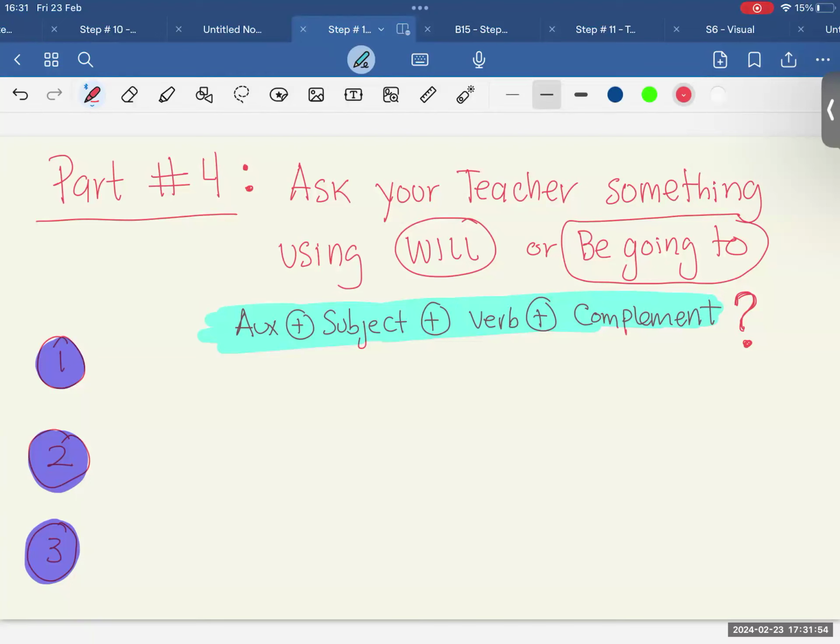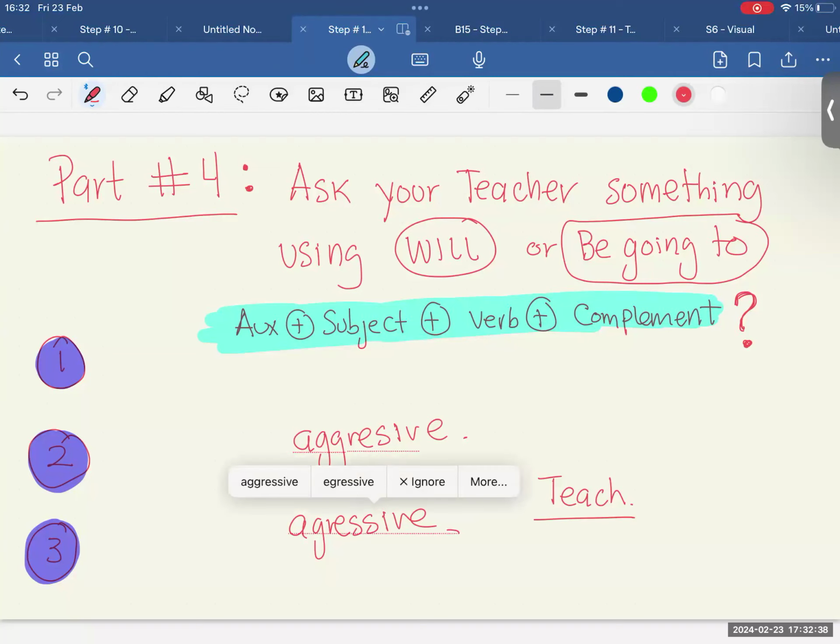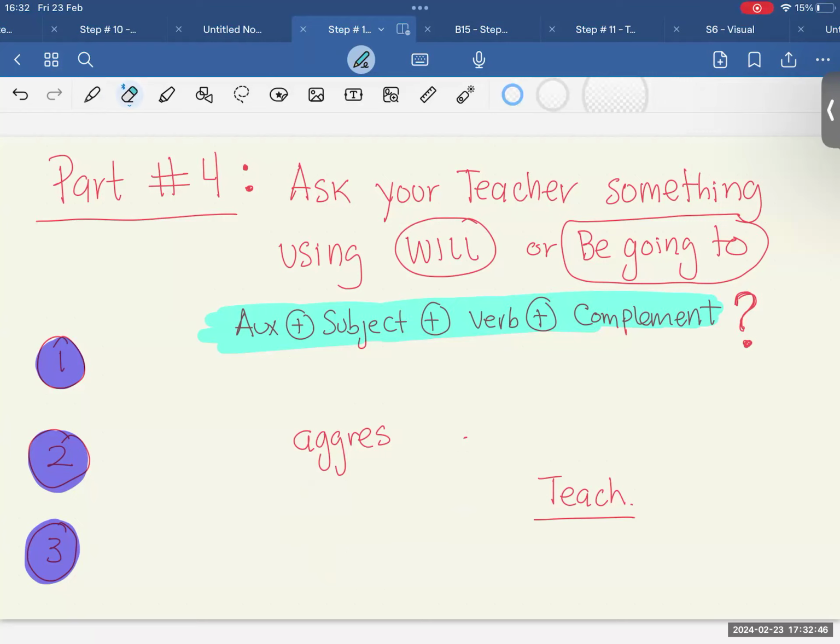Teacher, how do I say enseñar? Teach. Teach. Teacher, yes. Juegos pesados means heavy games. It can be aggressive games. Yes, thank you. With double G, okay? Aggressive. Aggressive, double G? I think so, yeah. Double G and double S, I'm sorry. Aggressive.